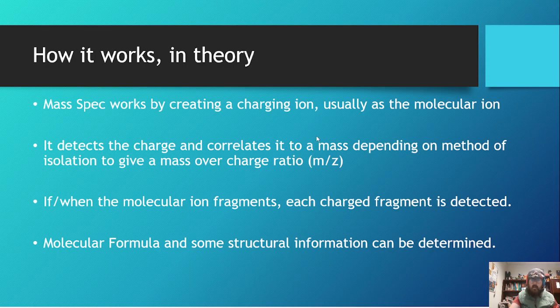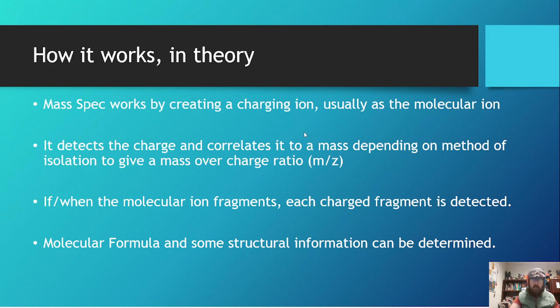So a mass spec is a way to create charged ions. We create a charged ion, typically a molecular ion. It's going to detect this mass and correlate its mass over charge ratio, given as m/z, the mass over z. Now most ions will just have one charge, so any number over 1 is itself. But that doesn't have to be the case with all techniques, as we'll see in a bit. But typically it creates a charged ion.